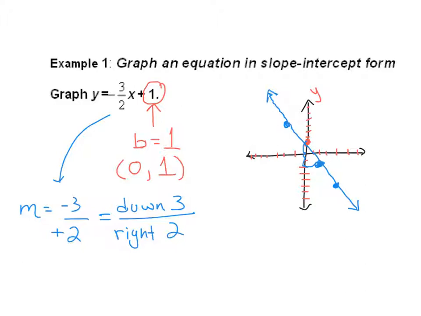Okay, questions about that? Okay, so that's objective 1 down. From example 1, yeah, y equals negative 3 halves x plus 1. So this was an equation that was in the form y equals mx plus b. On to objective 2. Standard form.